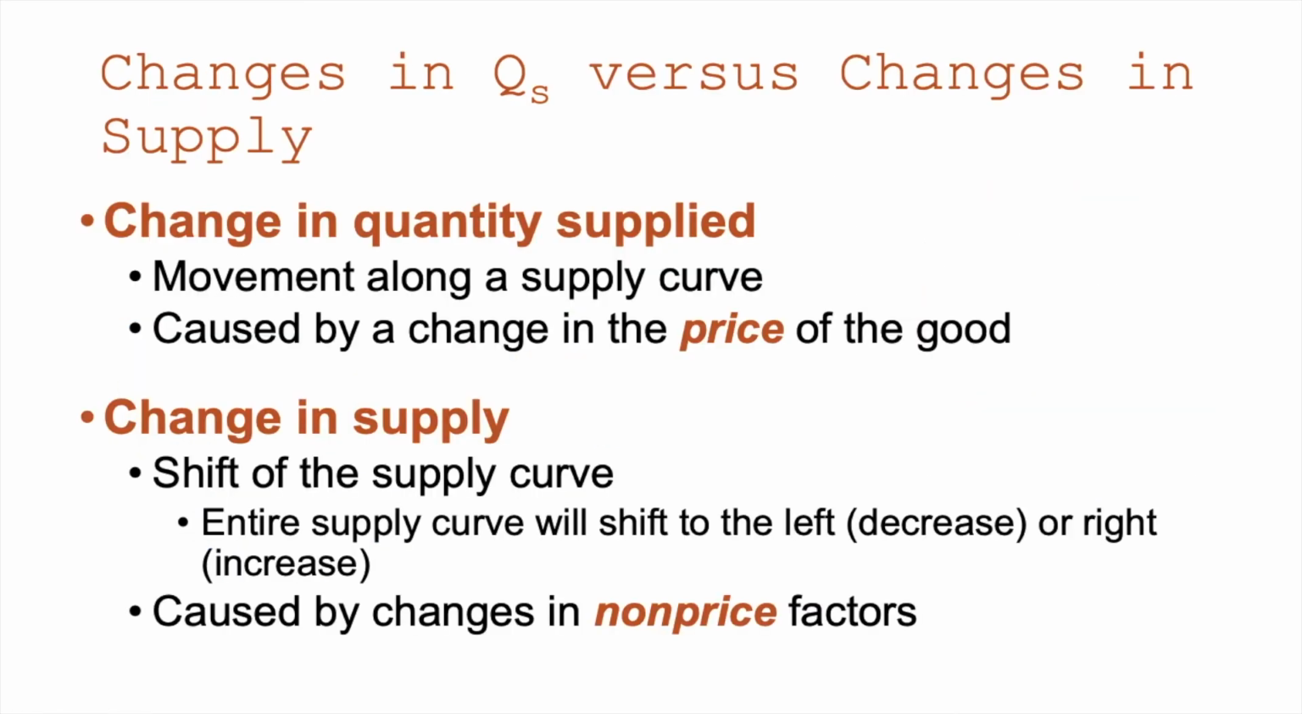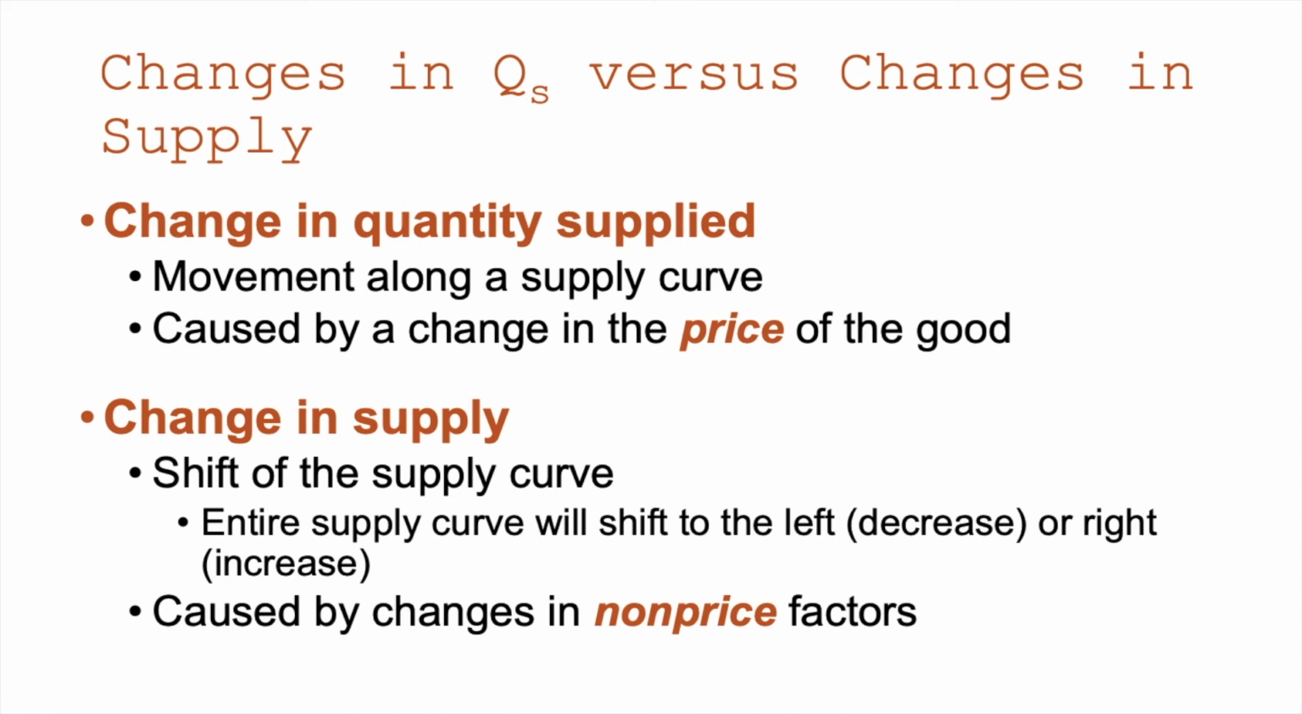All right, again, we want to know the difference between a change in quantity supplied, which is a single amount. We show that as a movement from one point to another along the curve caused by a change in the price of an item, versus a change in supply where we pick up and move the entire line. The entire curve can shift to the left as a decrease or to the right as an increase when I change something besides the price.